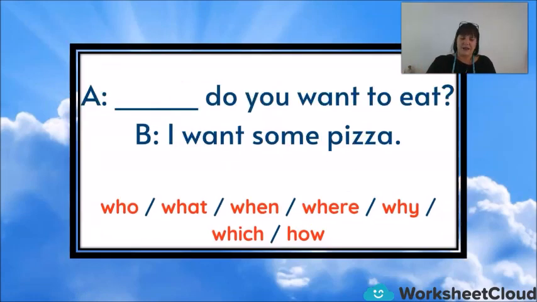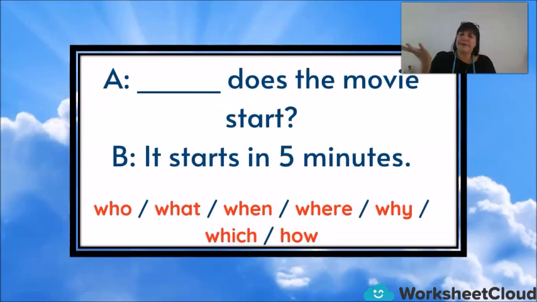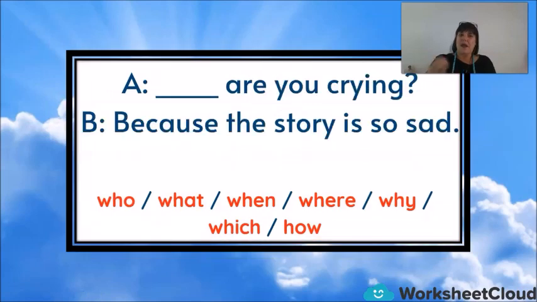What do you want to eat? I want some pizza. It's asking who, what, when, where, why, which, or how. What do you want to eat? Yes, I want some pizza. When does the movie start? It starts in 5 minutes. Quite correct. When does the movie start? It starts in 5 minutes.